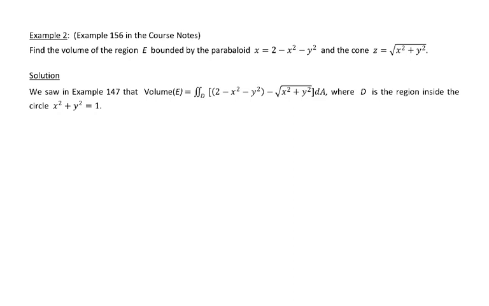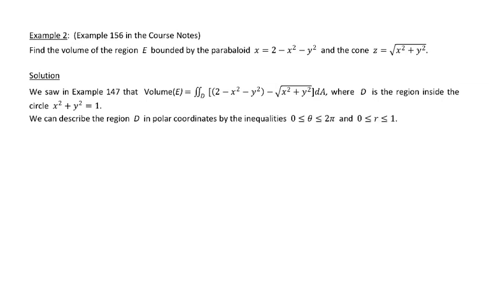If you go back to that example, which was example 147, you will see that we arrived at the formula for the volume as being the double integral over D of that expression, where D is the region inside the circle x squared plus y squared equals 1. Since the region D is simply a unit circle, it's clear that we can describe D in polar coordinates by the inequalities theta between 0 and 2 pi and r between 0 and 1.